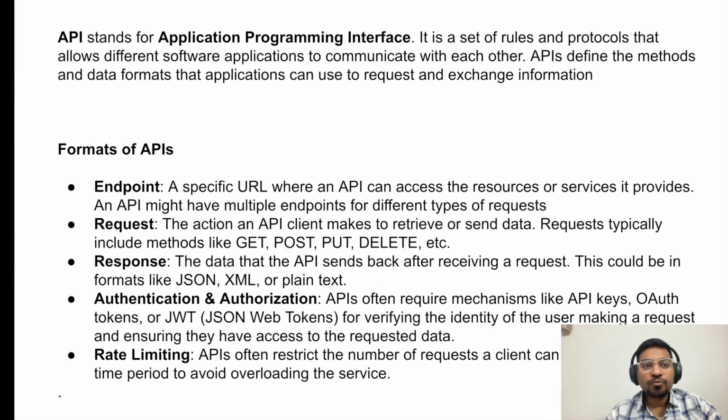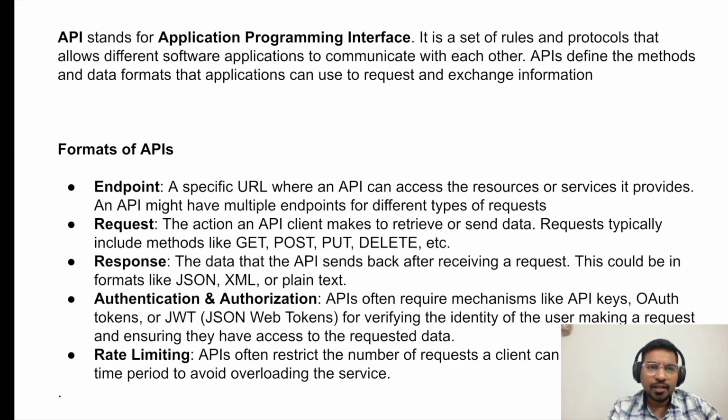So let me talk about the exact definition. API stands for Application Programming Interface. It is a set of rules and protocols that allows different software applications to communicate with each other. APIs define the methods and data formats that applications can use to request and exchange information. That basically is a set of rules that helps in exchanging information between front end and back end.